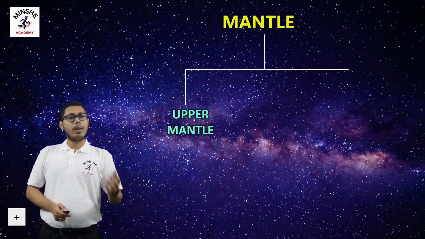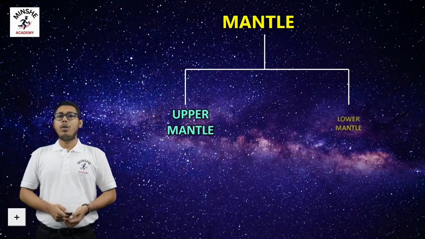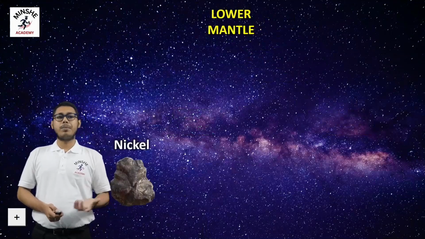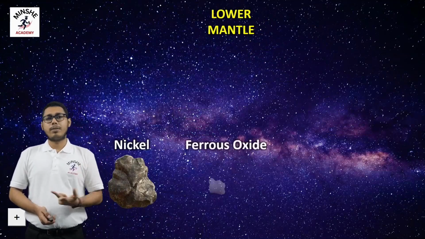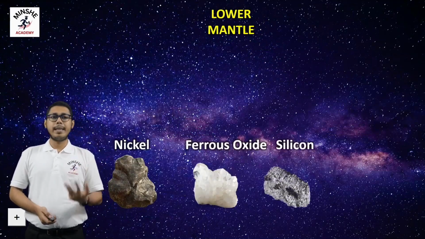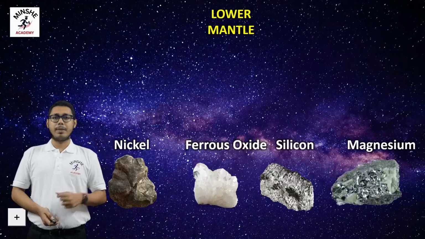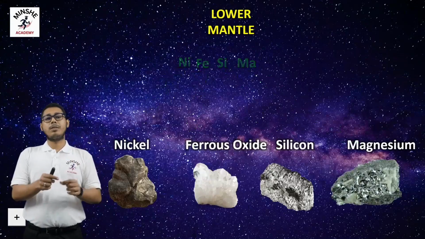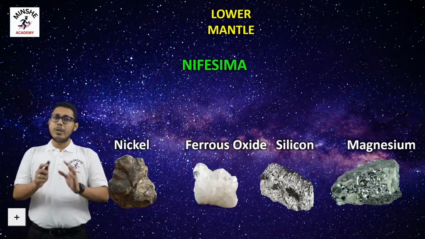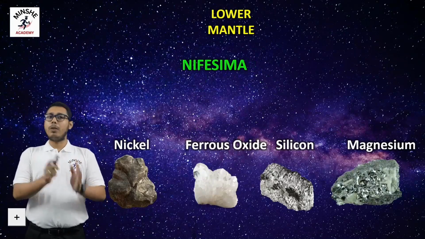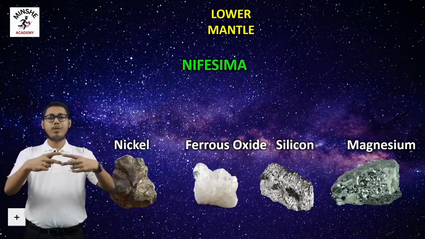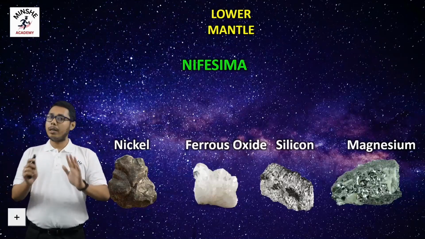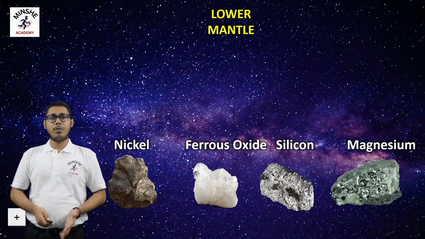So now we are done with the upper mantle. Now the lower mantle. The lower mantle is solid in state and it's composed of nickel, ferrous oxide, silicon, and magnesium. So it's called Nifesima. So that's the reason why it's called Nifesima. So now we are done with the upper mantle and lower mantle also. Now the two divisions, crust and mantle, we are done with. Now the upper mantle and lower mantle discontinuities also we have done with. Now let's see.